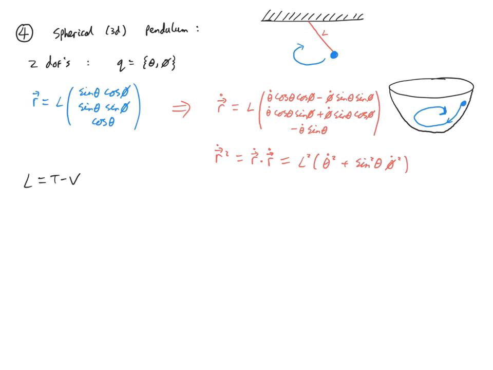It's T minus V. The T is the kinetic energy, a half m r vector dot squared. We've just worked that out, or the difficult part of it anyway. And the potential is simply mgl cos theta. So overall, we have a very simple Lagrangian.